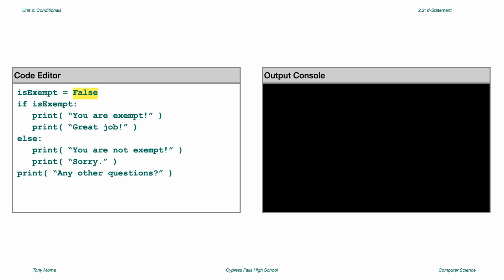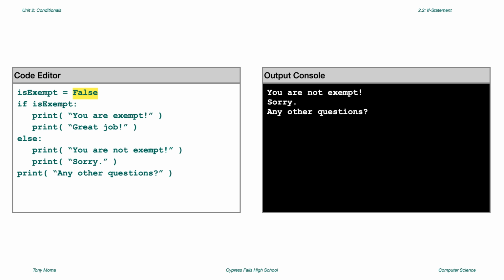Now, suppose I had set isExempt equal to false. In this case, the condition will evaluate to false, and thus the conditional statements belonging to the if statement will not get executed. They'll get skipped over, and then the Python interpreter will move to the else keyword and print the statements associated with the else keyword, which are "you are not exempt" and "sorry", followed by "any other questions", which is not conditional and thus gets printed out regardless of the value of the condition.